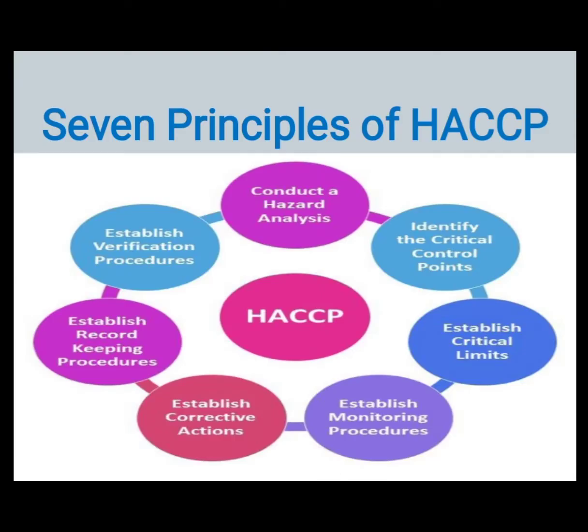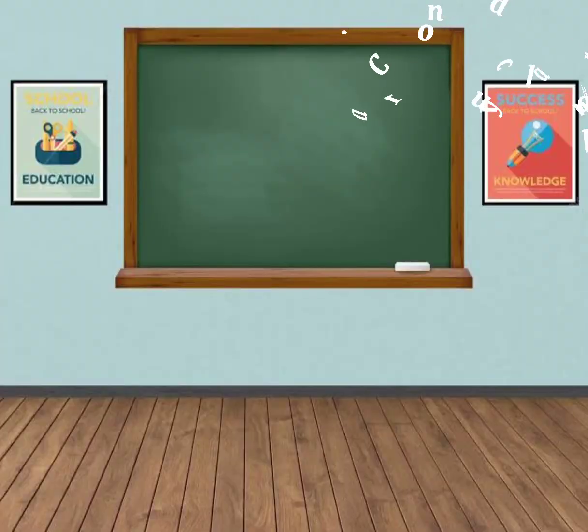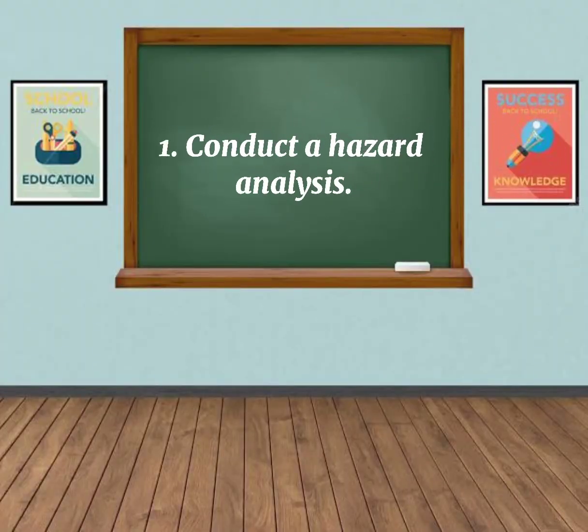There are 7 principles of HACCP. Number 1. Conduct a hazard analysis. 2. Identify the critical control points. 3. Establish critical limits. 4. Establish monitoring procedures. 5. Establish corrective actions. 6. Establish record-keeping procedures. 7. Establish verification procedures.